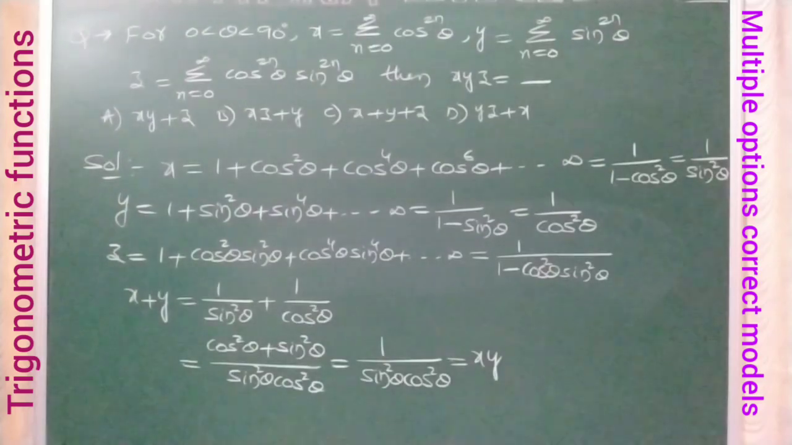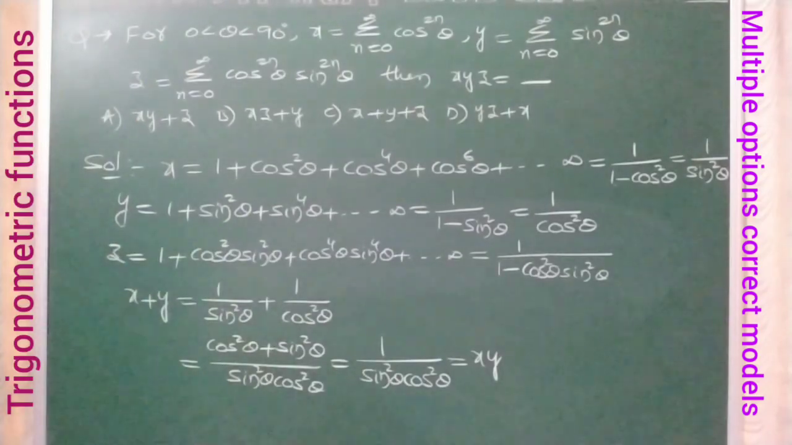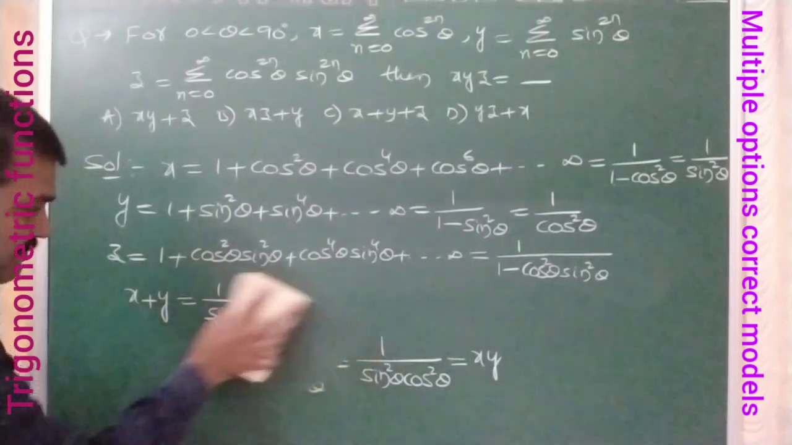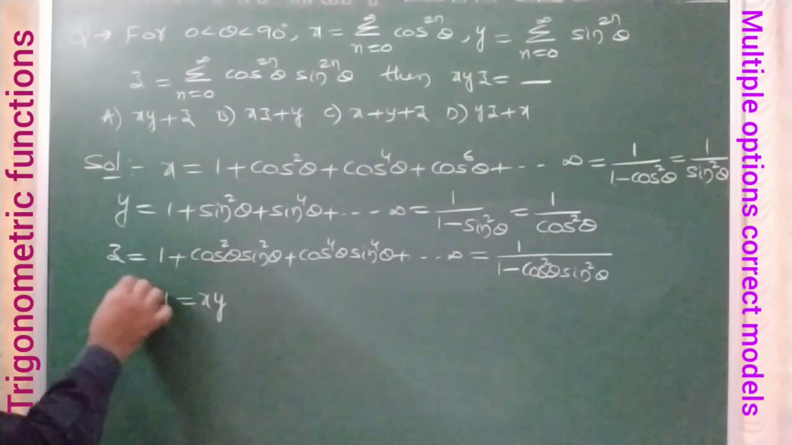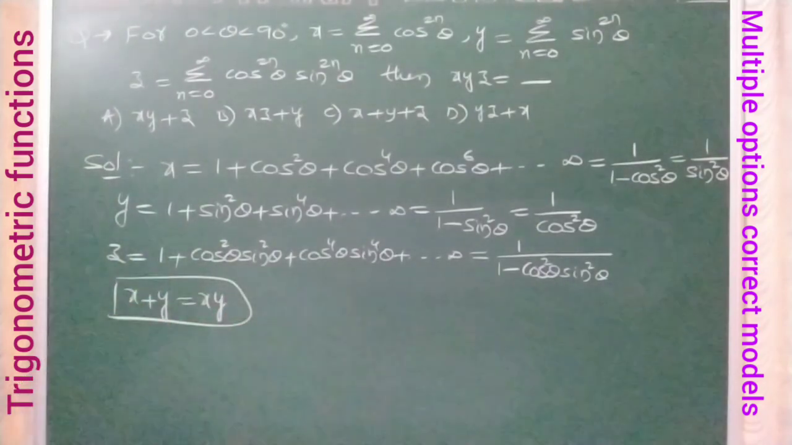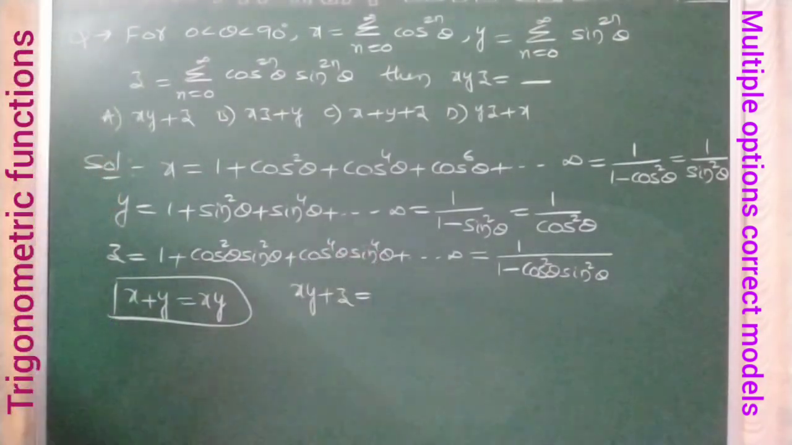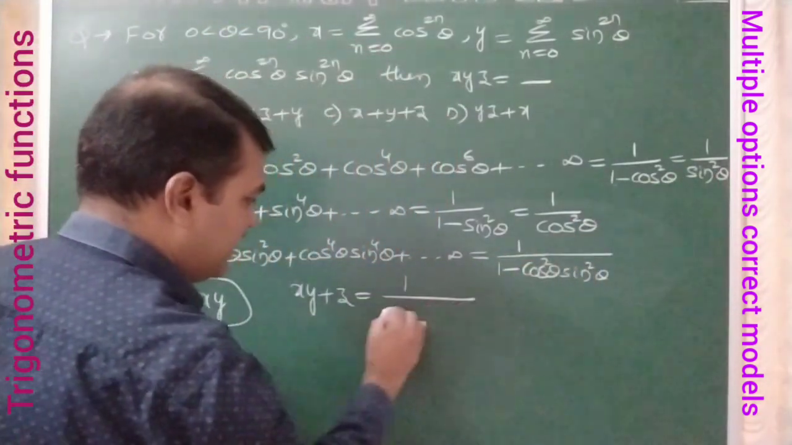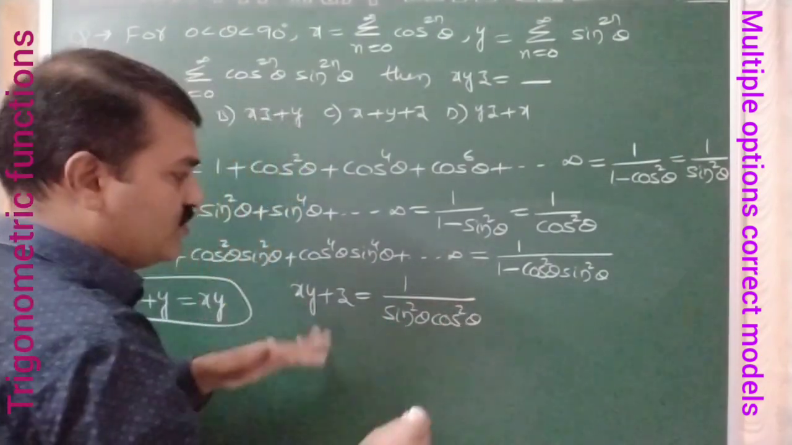Now let us go by the options. Let us calculate this first, xy plus z. I will remove this now and only keep the relation. Let us check this one: xy plus z. We know what x into y is. What is x into y? 1 by sin squared theta cos squared theta. This is x into y.